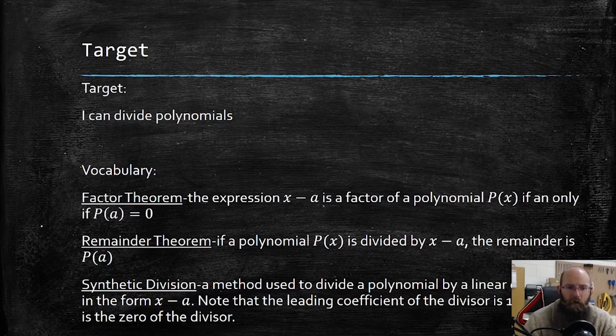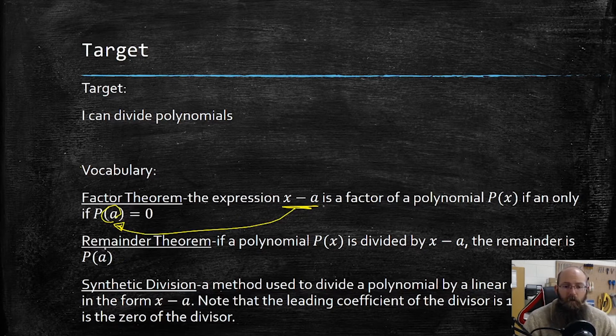vocabulary that's important here. The factor theorem is where if the factor x minus a, if that part right there, is a factor of the polynomial, that's true if and only if, so it works both ways here, if I plug in that a value and I get a 0, okay?